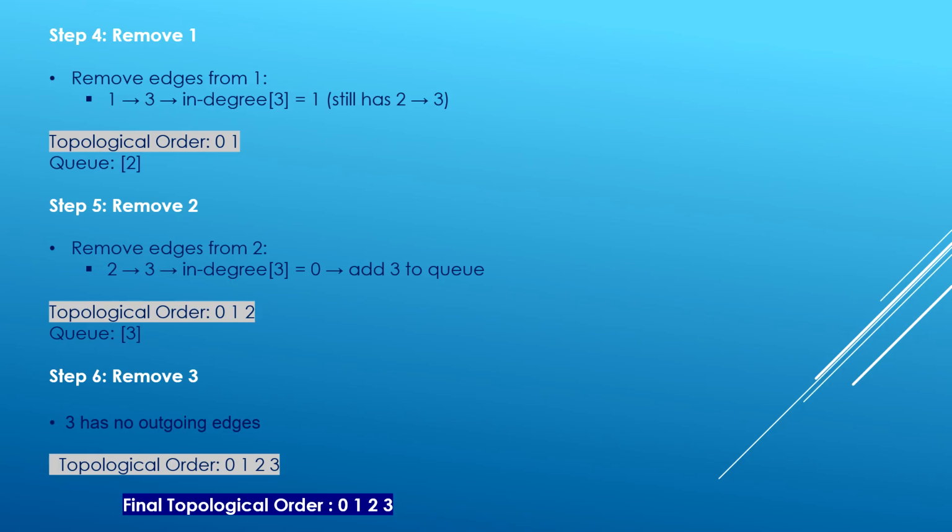Then we remove 1, update values and move to 2. After that, vertex 3 becomes 0 and is processed. Finally, the topological order is 0, 1, 2 and 3.